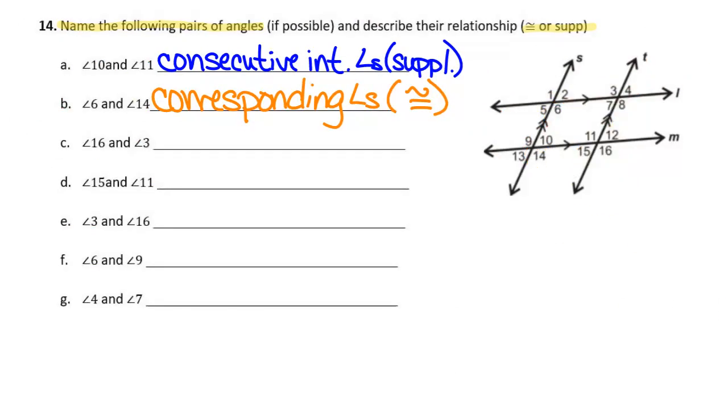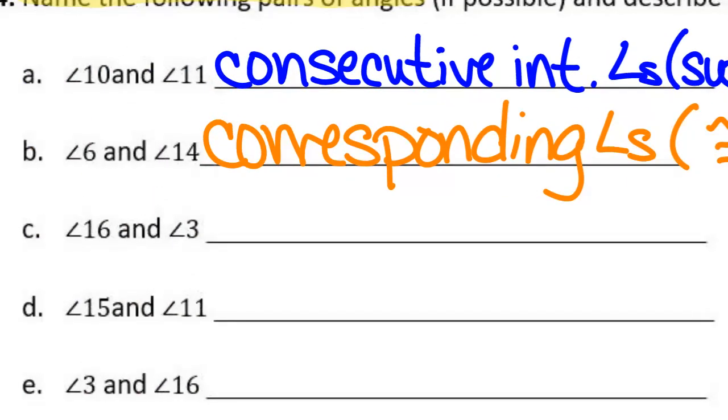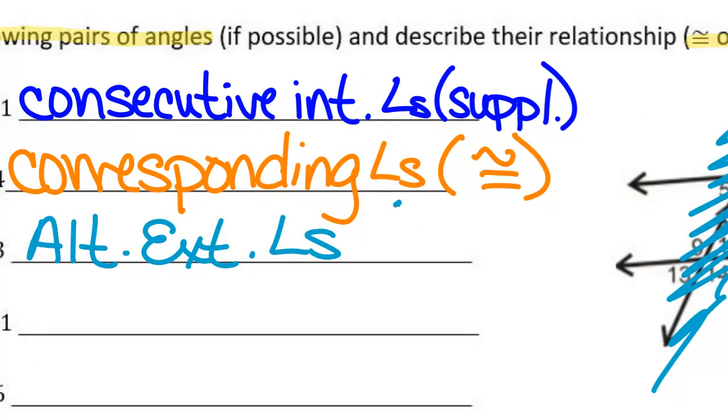All right, 16 right here and 3 right here. What's the transversal that connects them? T. Which line doesn't touch either one? S. Are these interior, exterior, or one of each? Exterior. Same side or opposite sides of the transversal? Opposite. What do we call those? Alternate exterior angles. Are alternate exterior angles congruent or supplementary? Congruent.